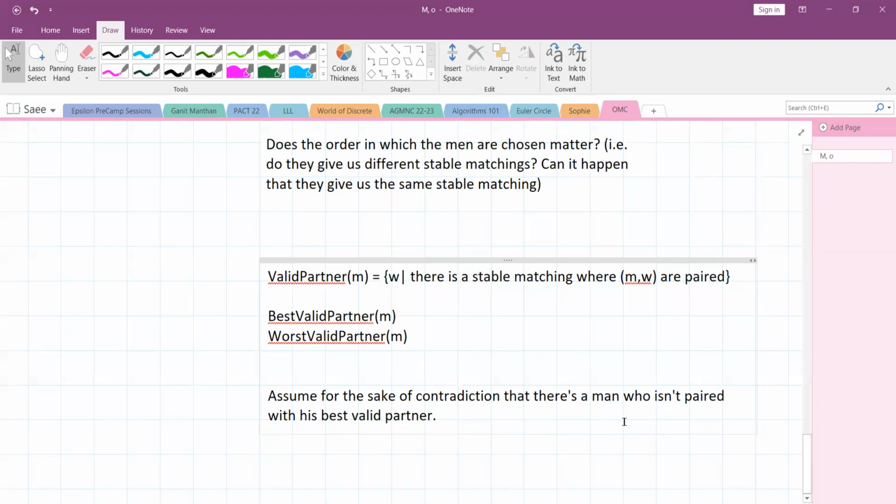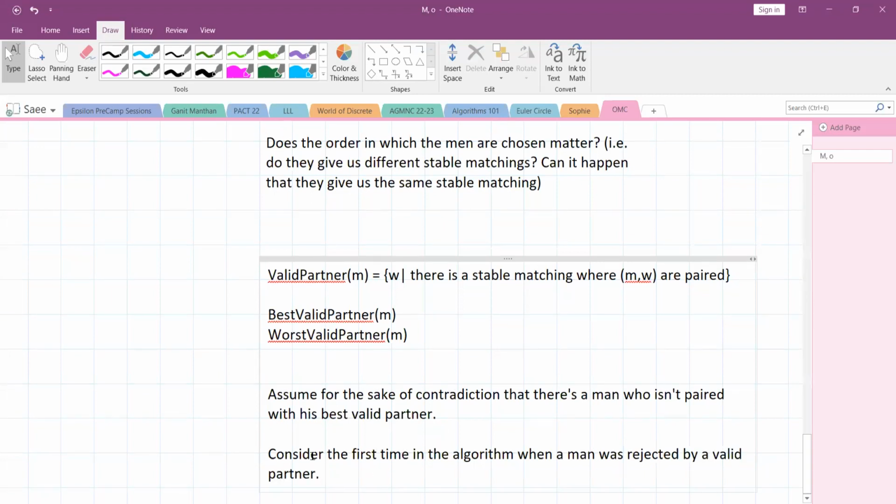Now, I'm going to assume something very strong. Consider the first time in the algorithm when a man was rejected by a valid partner. Okay, let's see if this statement makes sense. Does this make sense? Say a man M was rejected by a valid partner W.